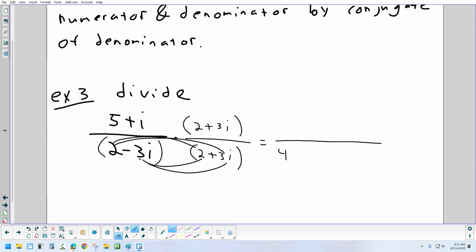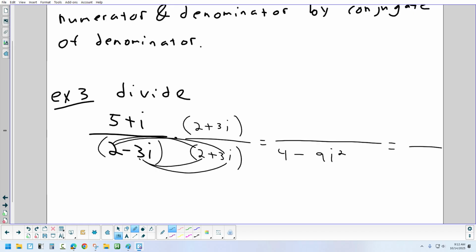Yep. Negative 9i squared. i squared is negative 1. So you're really going to be doing 4 minus negative 9. What's 4 minus negative 9? Oh, Travis?